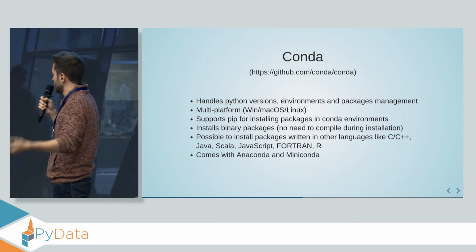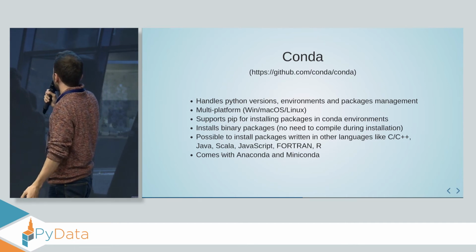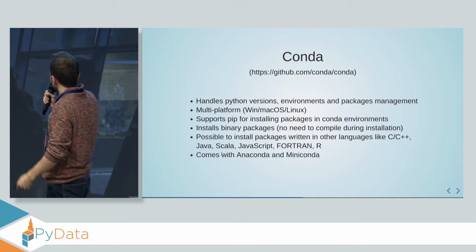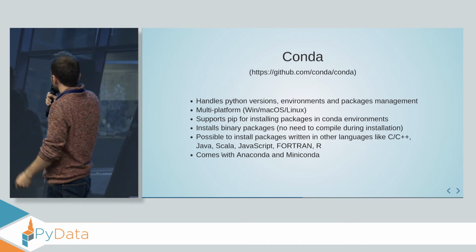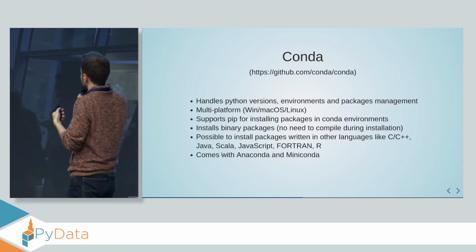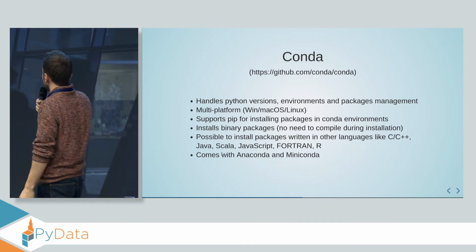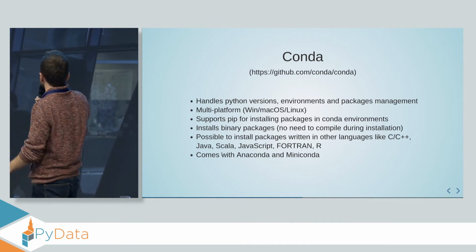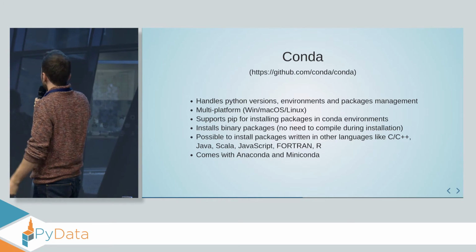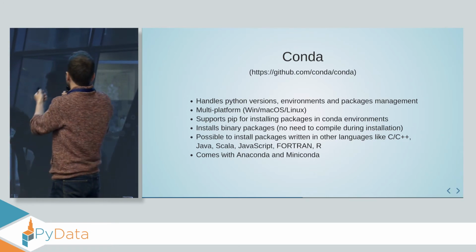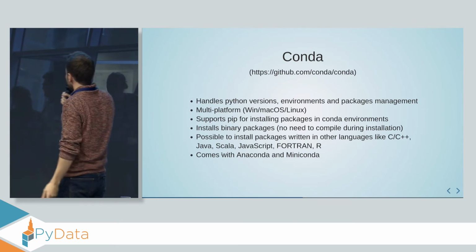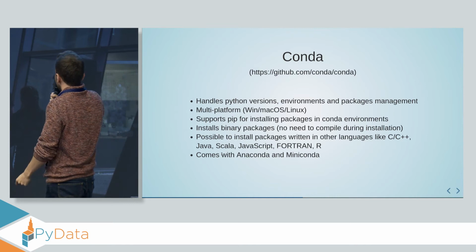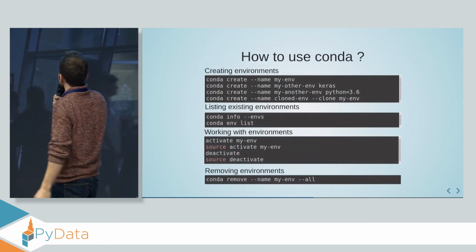Like, for example, you're missing a compiler, and you have problems with it. And thanks to the fact that it installs binary packages, it's also possible to install packages that are written in other languages. For example, it treats Python as every other package. So you can also install, for example, packages from Fortran or binaries from C. And it comes with Anaconda and Miniconda distributions.